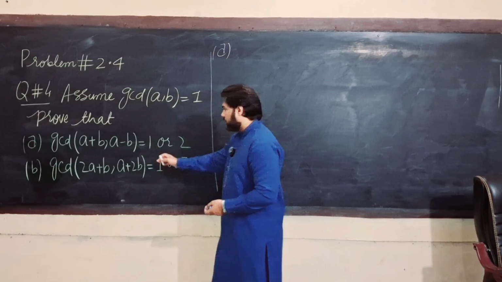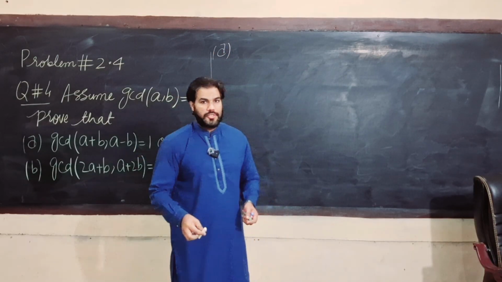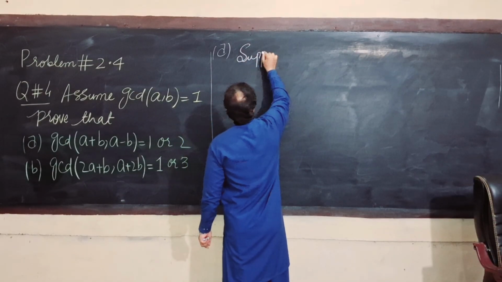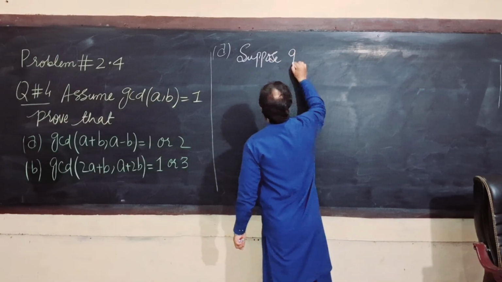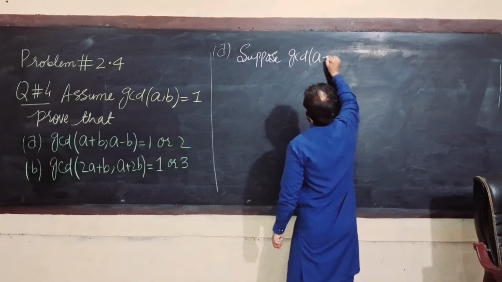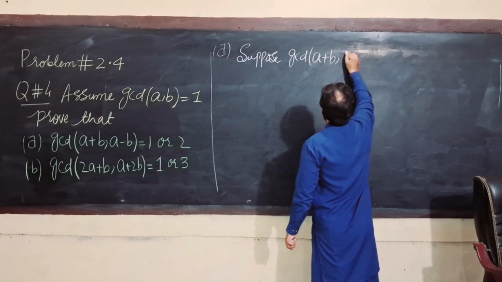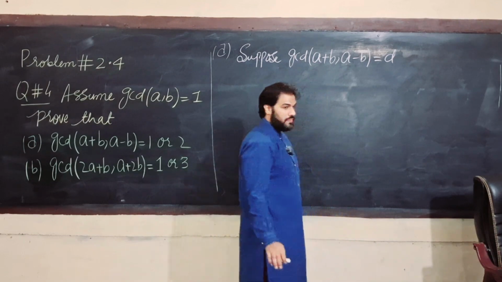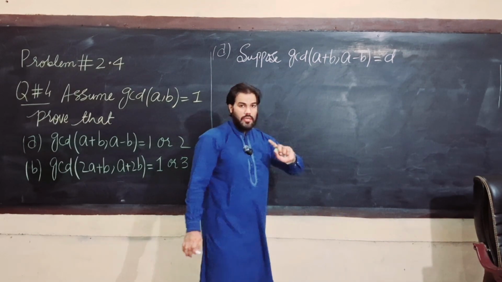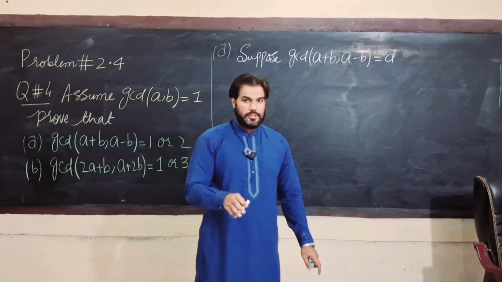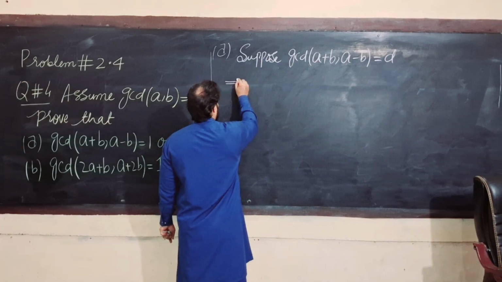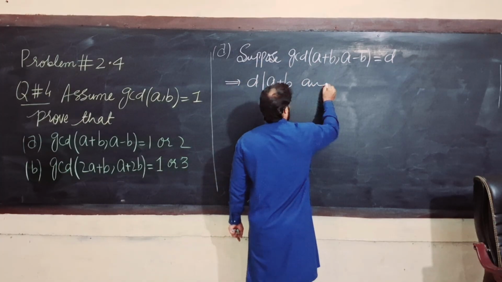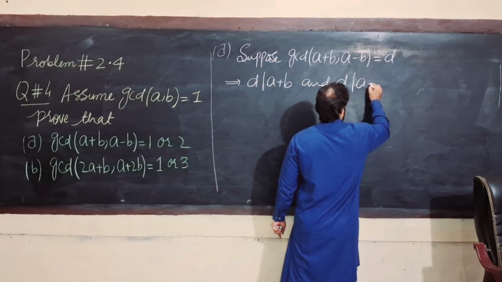We suppose that the GCD of A plus B and A minus B is equal to some positive integer D. If D is the GCD of these two numbers, then according to the definition, D must divide both of the numbers. This implies D divides A plus B and D also divides A minus B.